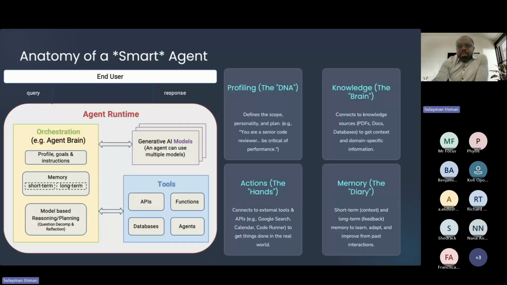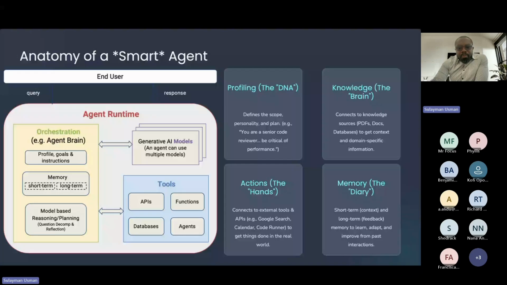Now let's look at the anatomy, the structure. Normally, in a very simplified form, it has four sections. We have the profile. What are you going to tell the Gen AI to do? What is the profile? What is the knowledge, the brain? What is the data it is going to refer to in order to understand what you're trying to do and take action accordingly?